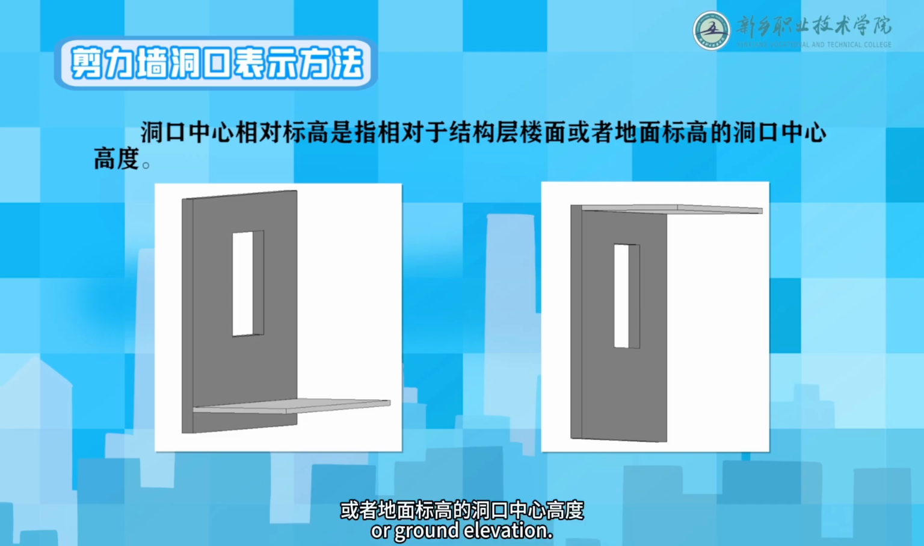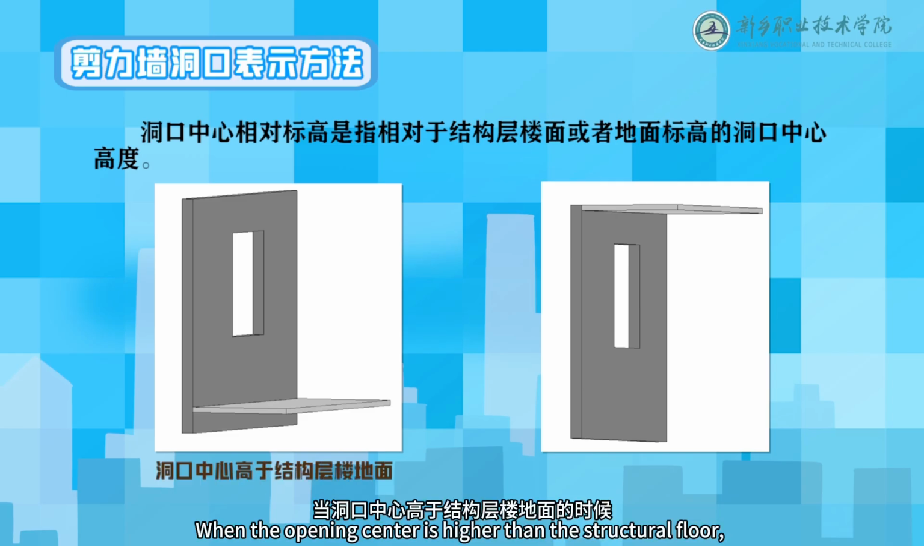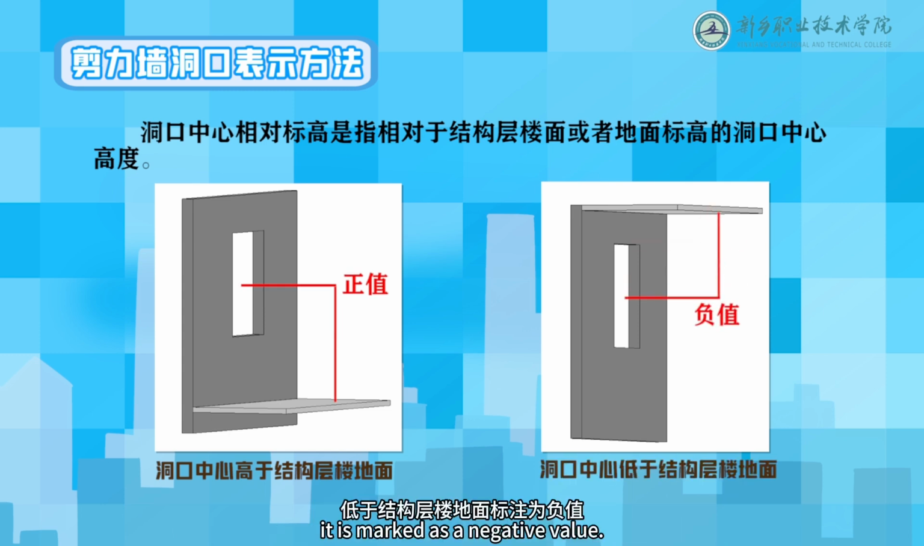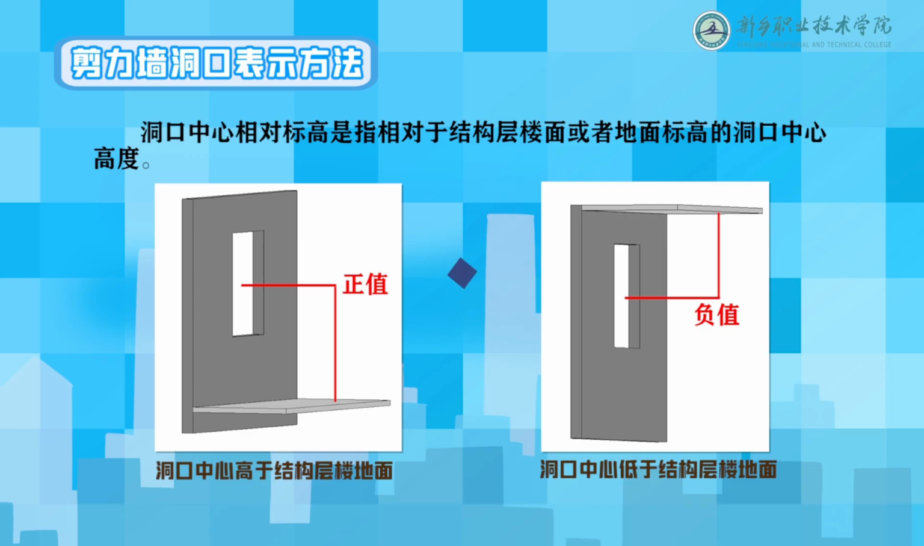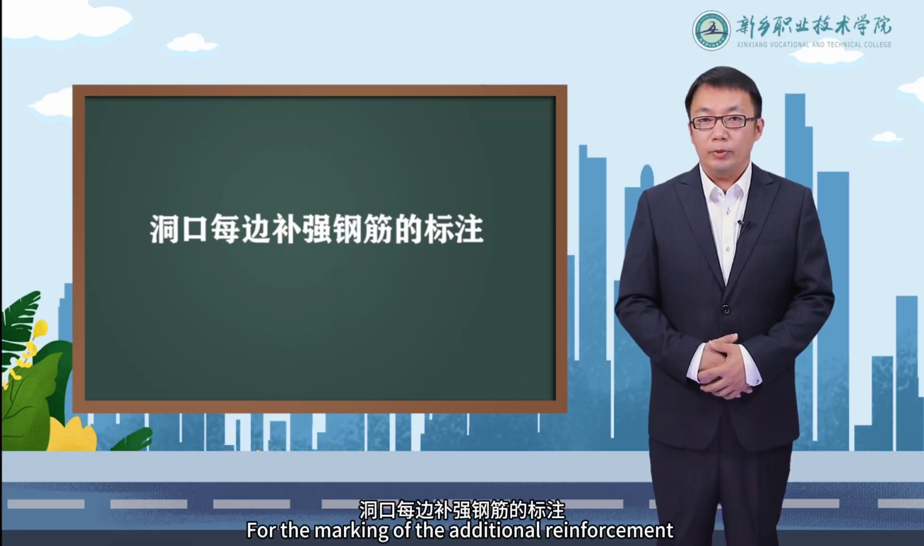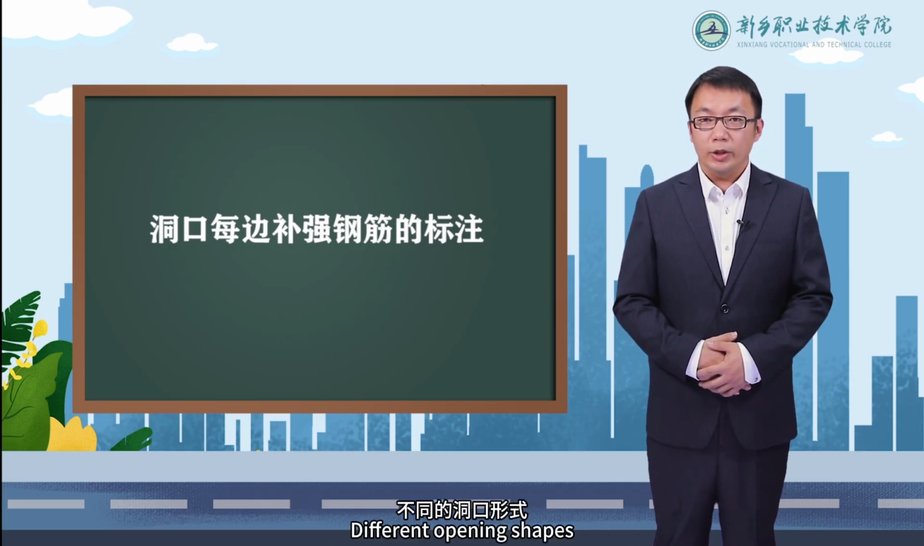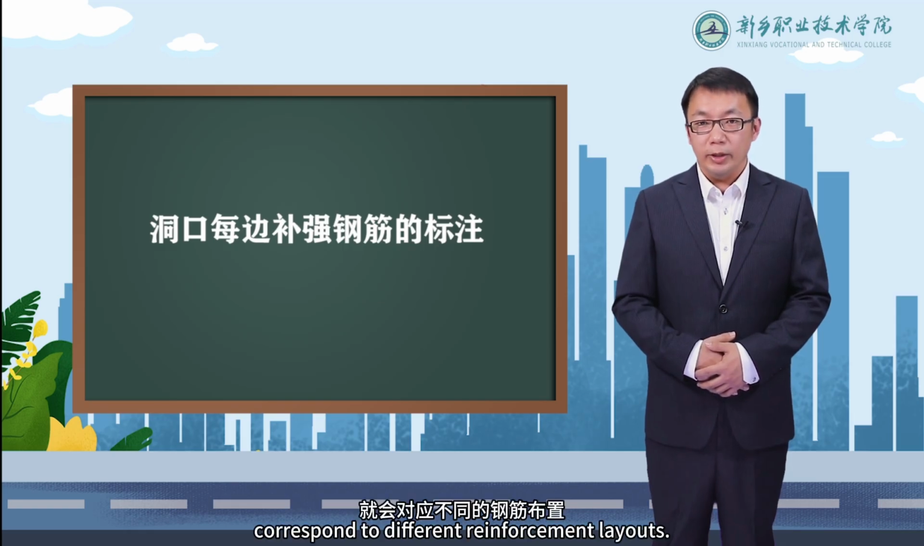The relative elevation of the opening center refers to its height relative to the structural floor, or ground elevation. When the opening center is higher than the structural floor, it is marked as a positive value. When it is lower than the structural floor, it is marked as a negative value. For the marking of the additional reinforcement on each side of the opening, we can understand it together with the reinforcement details for different types of openings. Different opening shapes correspond to different reinforcement layouts.